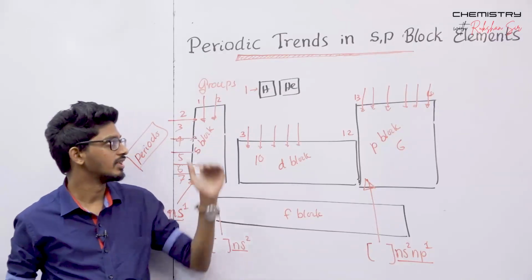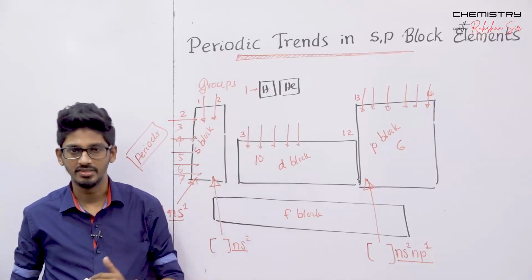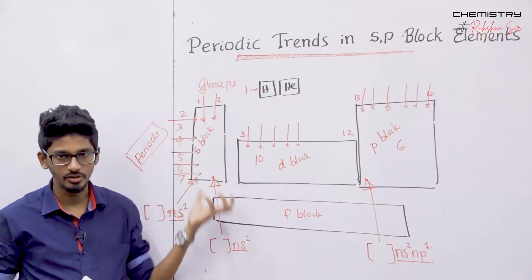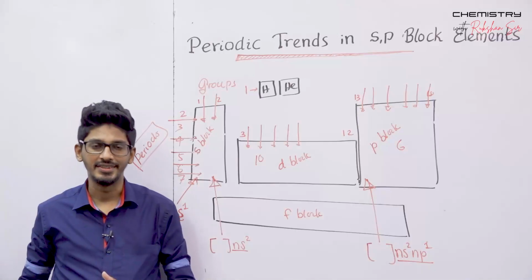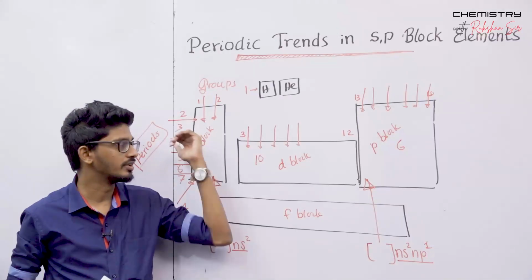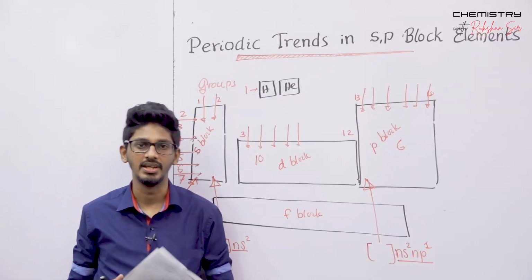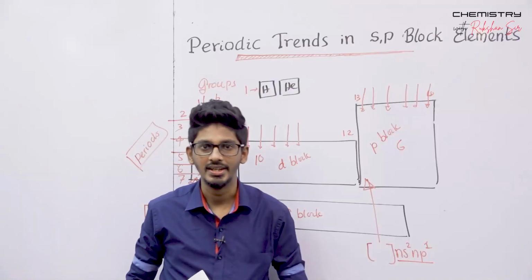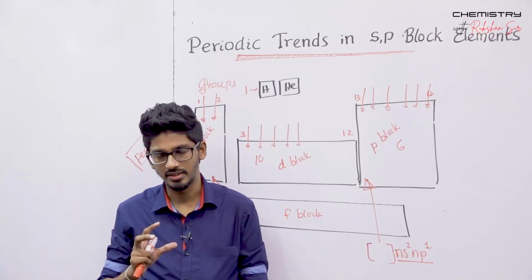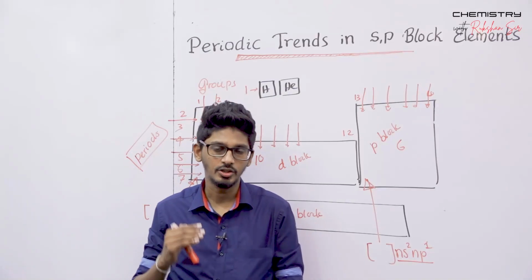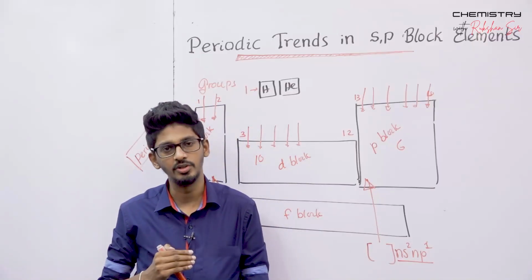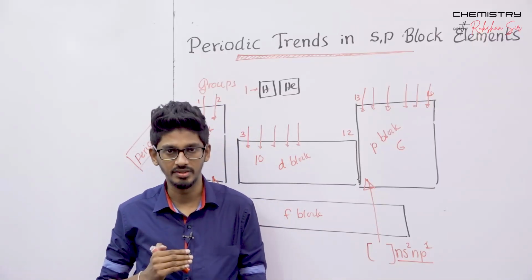So thoroughly we will discuss the periodic trends here. Not the trends within the groups, but the trends across the periods, going from left to right. That is our main focus here. When it comes to periodic trends, we are going to learn about 6 such periodic trends.